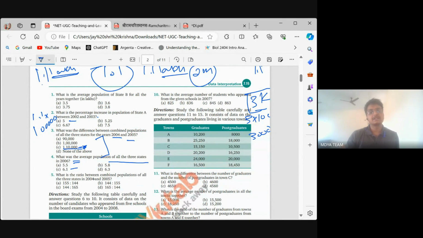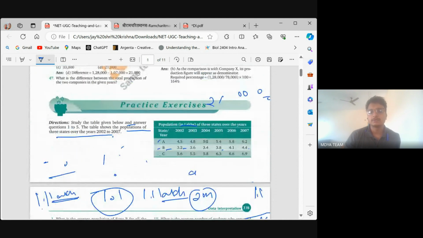Okay, what is the ratio between combined population? What are they asking? Ratio of two values. What two values? Combined population of all the three states in 2004 and 2005. So for 2004 you have to add the combined population, and for 2005 you have to add the combined population, and just calculate the ratio of these two values. Understood?